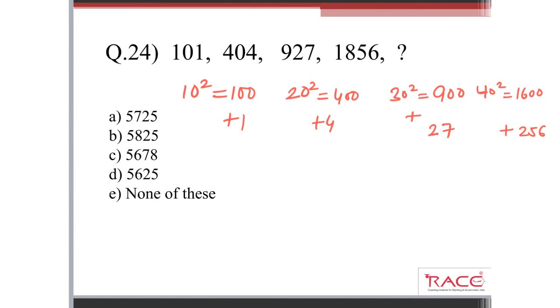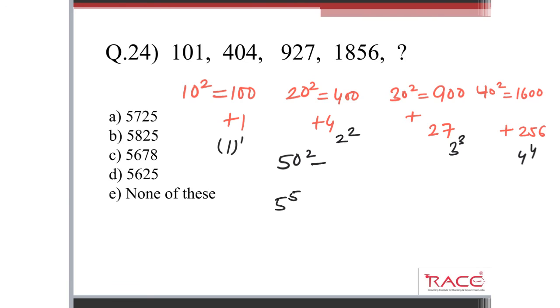Next will be 50 square. But the question is how they are taking these values. So this is again very simple if you are good in square and cubes values. So here this is 1 raised to power 1. This is 2 raised to power 2. This is 3 raised to power 3. This is 4 raised to power 4. Here it will be 5 raised to power 5. Okay. So that's how we will get the answer.